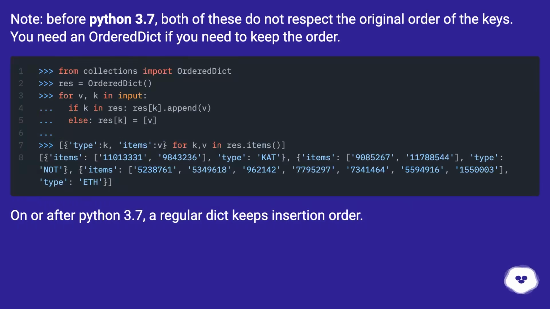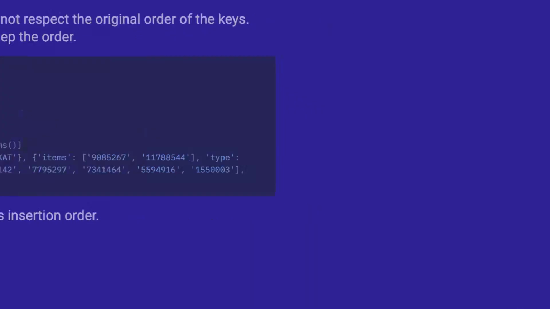Note, before Python 3.7, both of these do not respect the original order of the keys. You need an OrderedDict if you need to keep the order. On or after Python 3.7, a regular dict keeps insertion order.